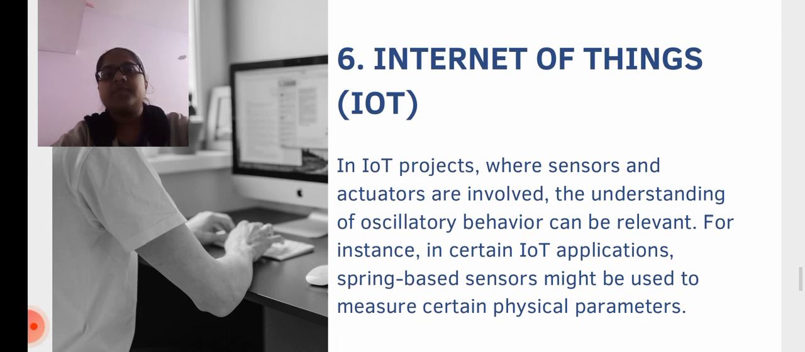The sixth agenda is Internet of Things, that is nothing but IoT. In IoT projects where sensors and actuators are involved, the understanding of oscillatory behavior can be relevant. For instance, in certain IoT applications, spring-based sensors might be useful to measure certain physical parameters. So this is the sixth agenda, which tells us about the applications of the oscillations of spring and LCR circuit in the ECE stream. So the sixth agenda is Internet of Things.